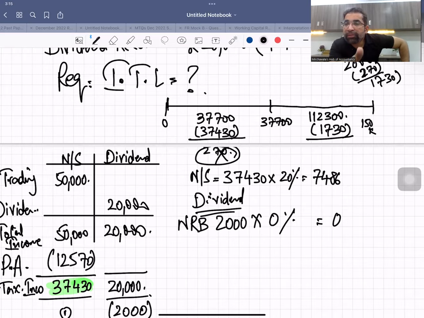We were on the first band and the capacity left was 270. The NRB is 2,000, so the NRB has already used this 270 and the remaining 1,730 is used from the next band. Now 112,300 minus 1,730.